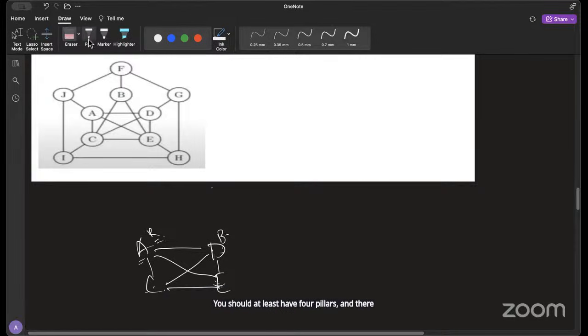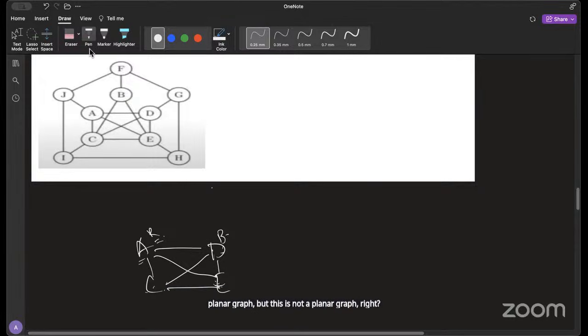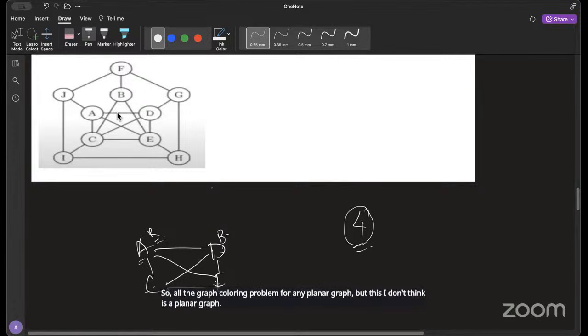And there's this theorem in graph theory, which is obviously not in your syllabus, but for you to know: for every planar graph, 4 is the maximum number of colors required to solve the graph coloring problem. But this is not a planar graph, right? That theorem is for planar graphs, actually. I don't think it's applicable here. It crosses, there are edges that are crossing each other. So I don't think this is a planar graph.